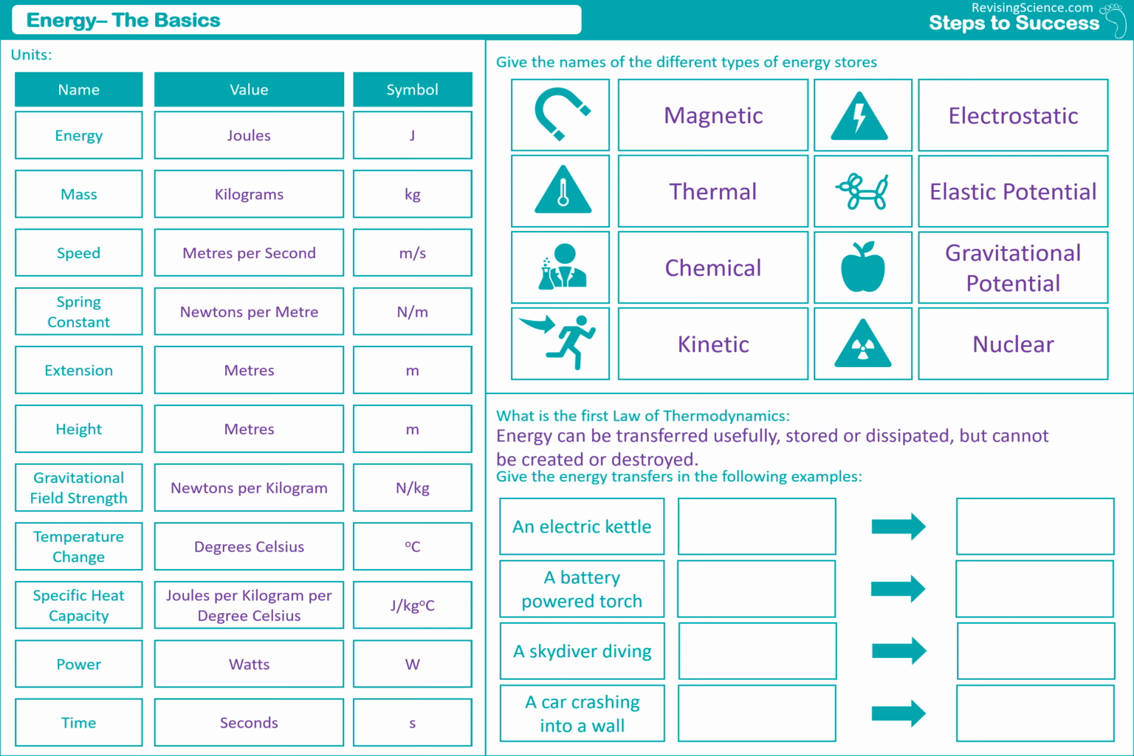The first law of thermodynamics states that energy can be transferred usefully, stored or dissipated, but cannot be created nor destroyed. You need to recognise energy transfers in the following examples. An electric kettle transfers electrical energy into thermal energy to heat the water. A battery-powered torch will transfer chemical energy into light energy, which will then be dissipated as heat. A skydiver diving transfers gravitational potential energy into kinetic energy as they fall, and a car crashing into a wall will transfer kinetic energy into heat, sound, and light energy.